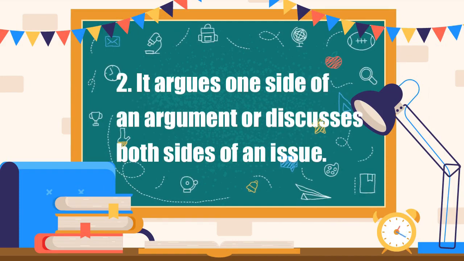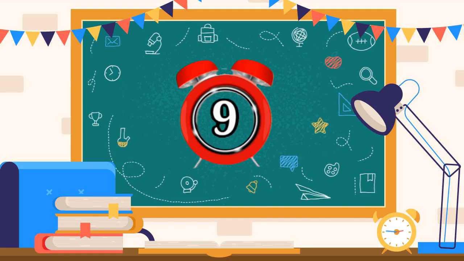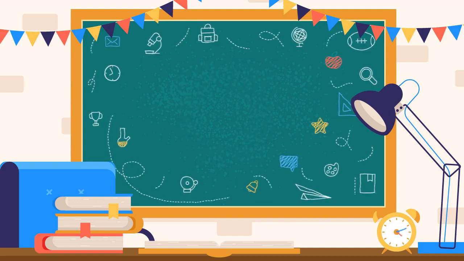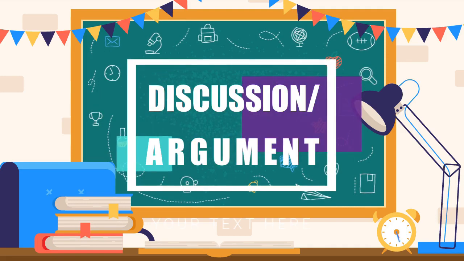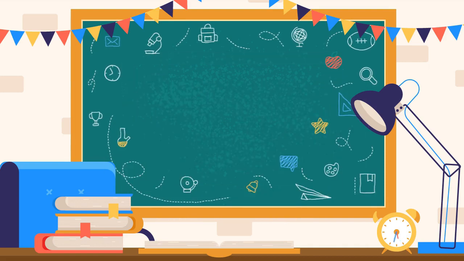Number two. It argues one side of an argument or discusses both sides of an issue. What type of factual text is that? Good job! That is discussion or argument type of factual text.